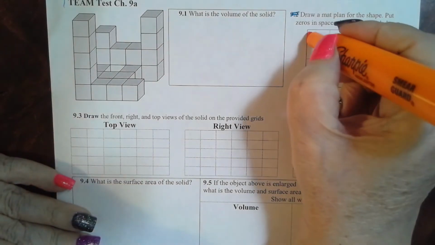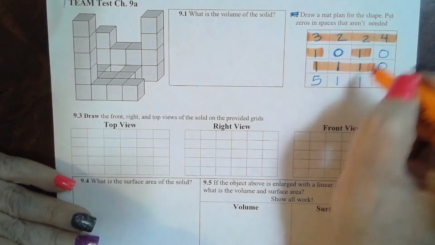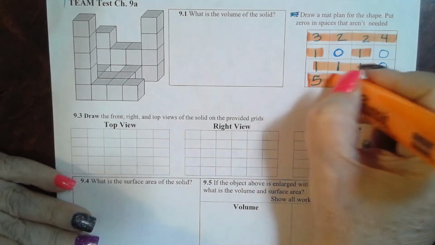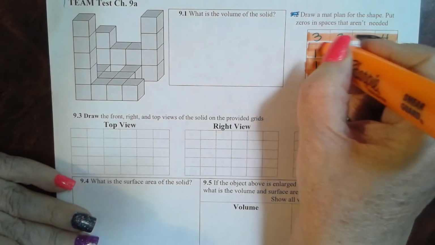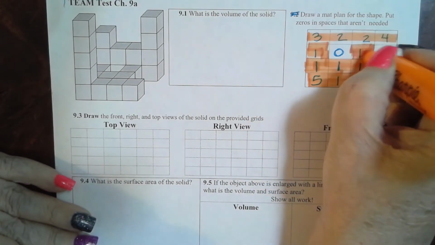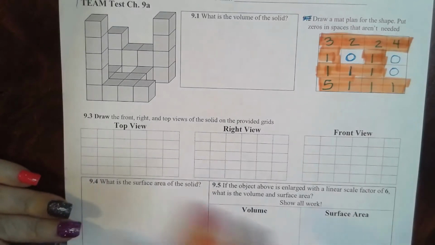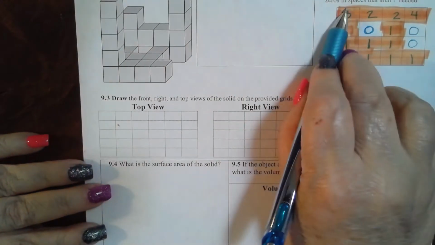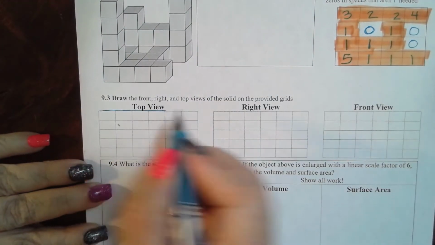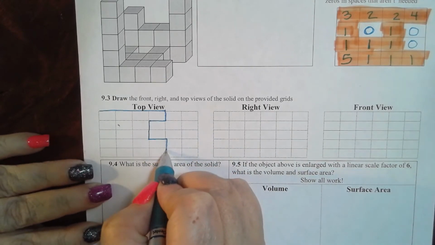So if I look over here on my map plan and I highlight all of the places where I have a number other than 0, and you do have to have a number in every single box, but I want to highlight everything that isn't a 0. This is the shape of the top view. It should be identical to what I just highlighted there. So that's what I'm going to do. I see that it goes across by 4, and then down 1, it dips inward, and then back out.